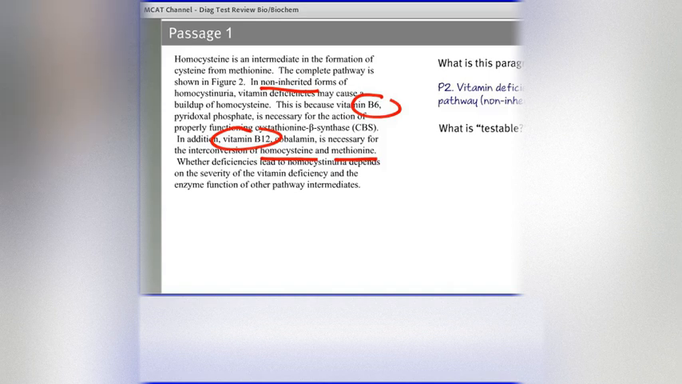This is what the MCAT could ask you. What if we're lacking one? Well, then we can't do that, right? Exactly right. What if we had an overabundance? What if we had a superabundance of B6s and B12s? Well, got a lot of extra cofactors.